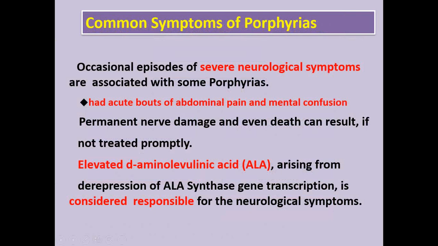Occasional episodes of severe neurological symptoms are associated with some porphyrias. Acute bouts of abdominal pain and mental confusion. This is usually the common presentation seen of this disease. Permanent nerve damage and even death can result if it is not treated promptly. Elevated ALA arising from derepression of ALA synthase gene transcription is considered responsible for neurological symptoms. When there is accumulation of ALA, then the patient usually presents with neurological symptoms.